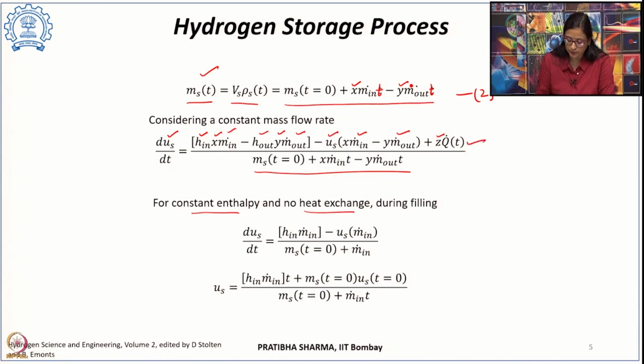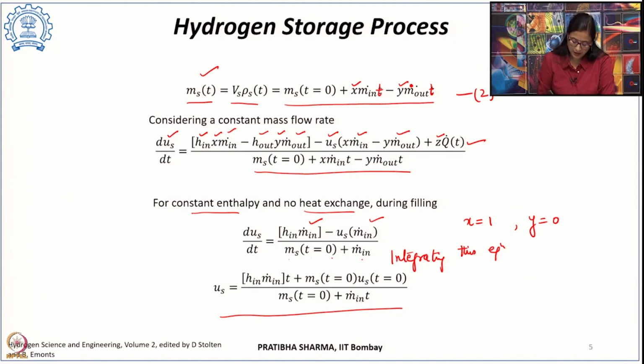Now, if we consider the enthalpy to be constant and there is no heat exchange, then this term will also be 0, and in that case, considering filling, x is equal to 1 and y is equal to 0, we can rewrite this expression as dus upon dt is h in m dot in minus us m dot in, divided by ms at t equal to 0 plus m dot in. Now, integrating this equation with respect to time, we can get the value of specific internal energy, and that is given by h in m dot in t plus ms at t equal to 0 times us at t equal to 0.